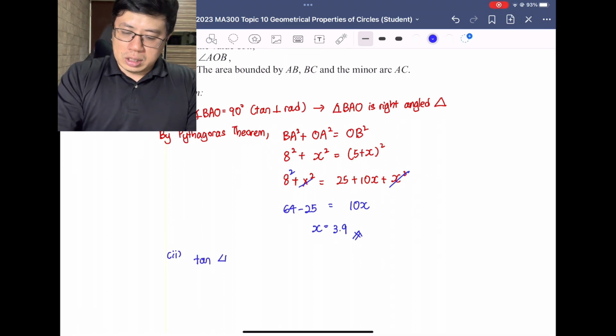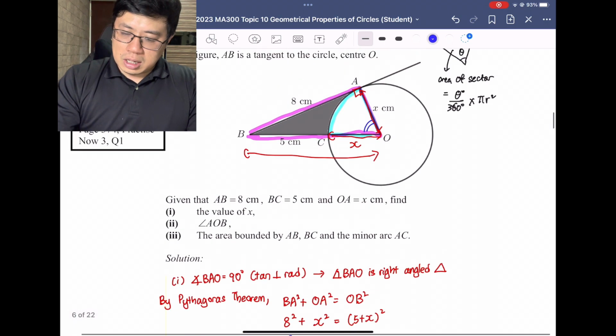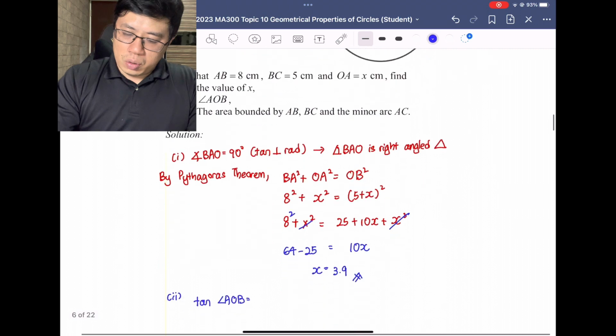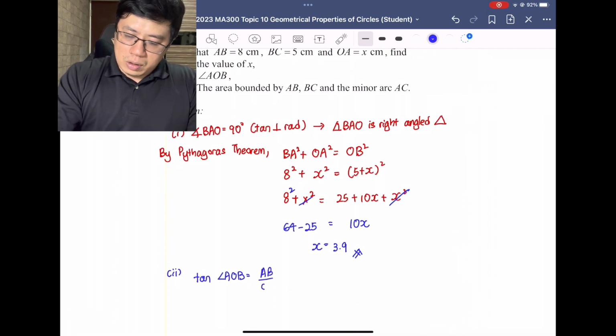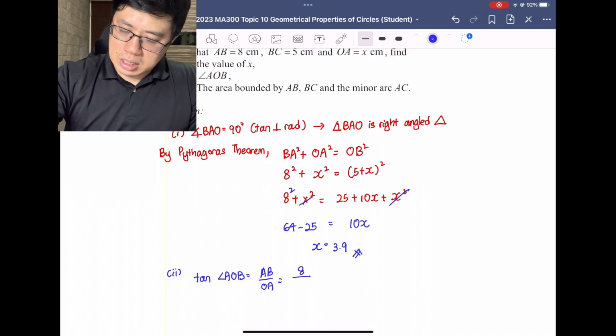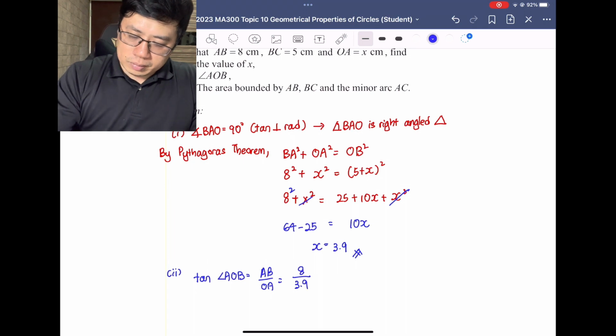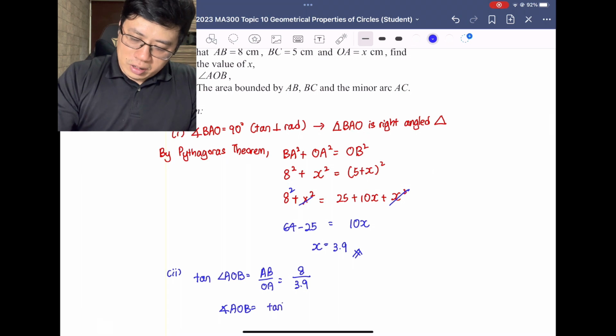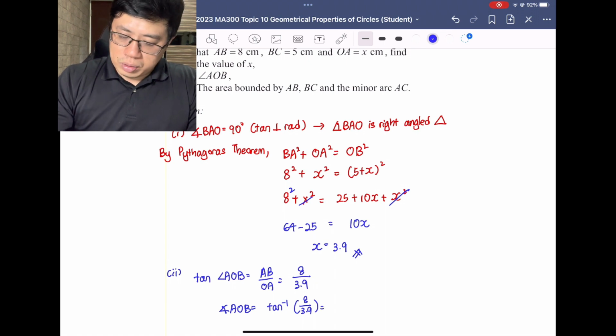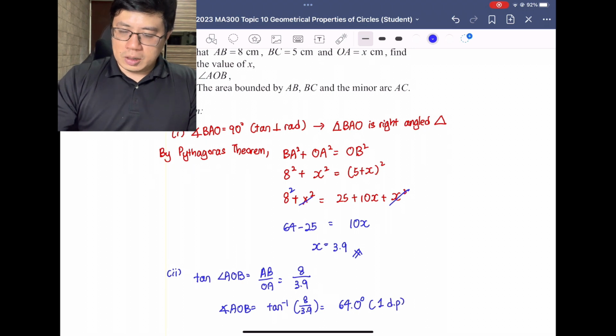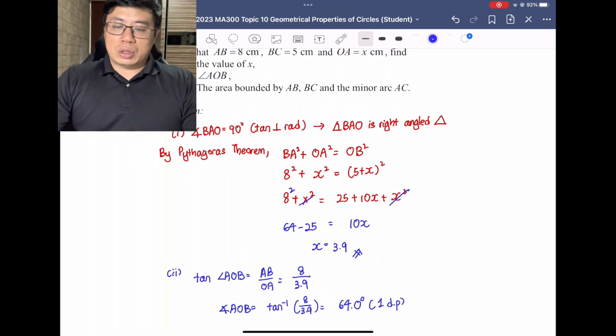I know that tangent angle AOB is the same as AB over OA. Now AB is 8. OB is exactly 3.9. So angle AOB will be equal to tangent inverse 8 over 3.9, which gives me the answer to be approximately 64.0 degrees to 1 decimal place. Okay, so with that, we are done with part 2.